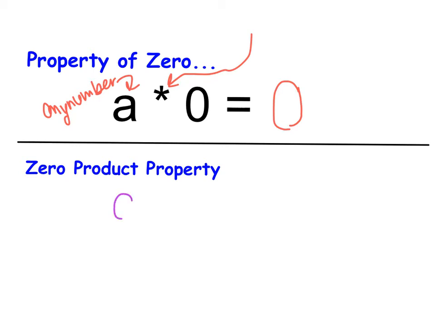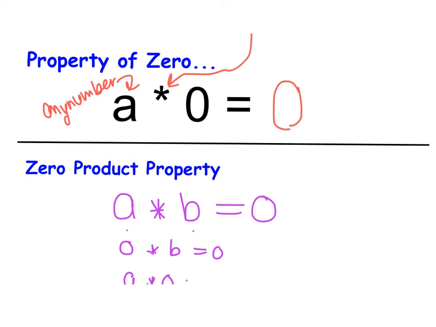So say we had a times b, and we know that a times b is equal to 0. What's going on here is we have two numbers that when multiplied equal 0. Well, the only way that that happens is if a equals 0, so we have 0 times b is equal to 0, or b equals 0, so we have a times 0 is equal to 0. So one of those terms must be equal to 0.